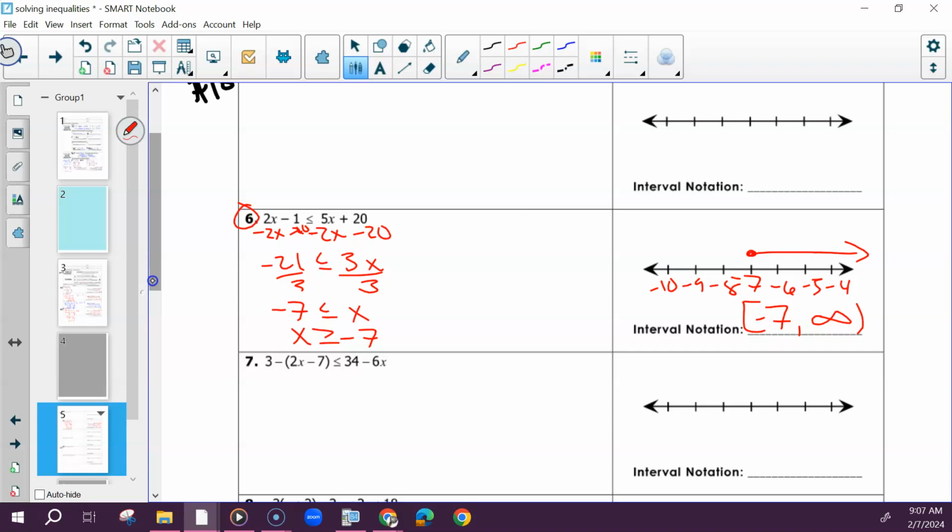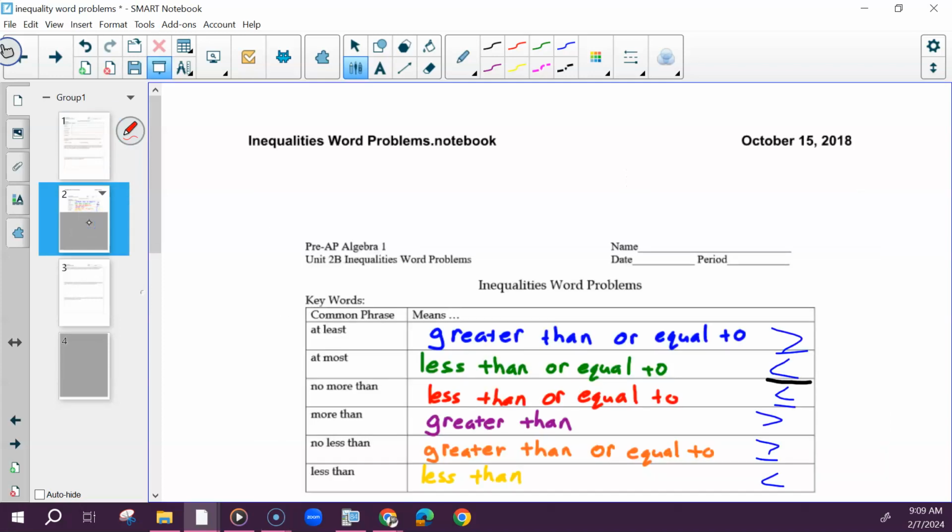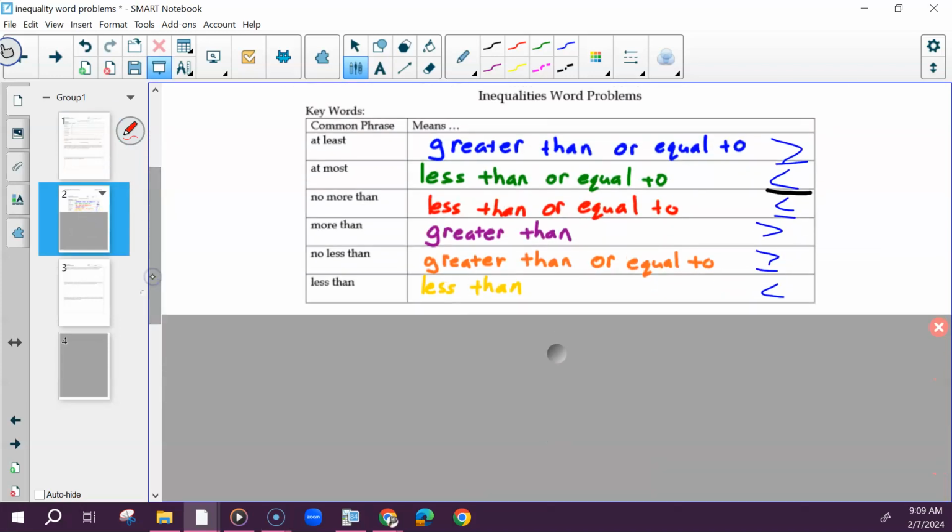Stretch to do that before we switch gears and go on to word problems. This will be the last time we do word problems until we're practicing today as well. These are all the different inequality words that you may see. So as you're writing these down, I'll try to give some examples. Some will be the same or similar.